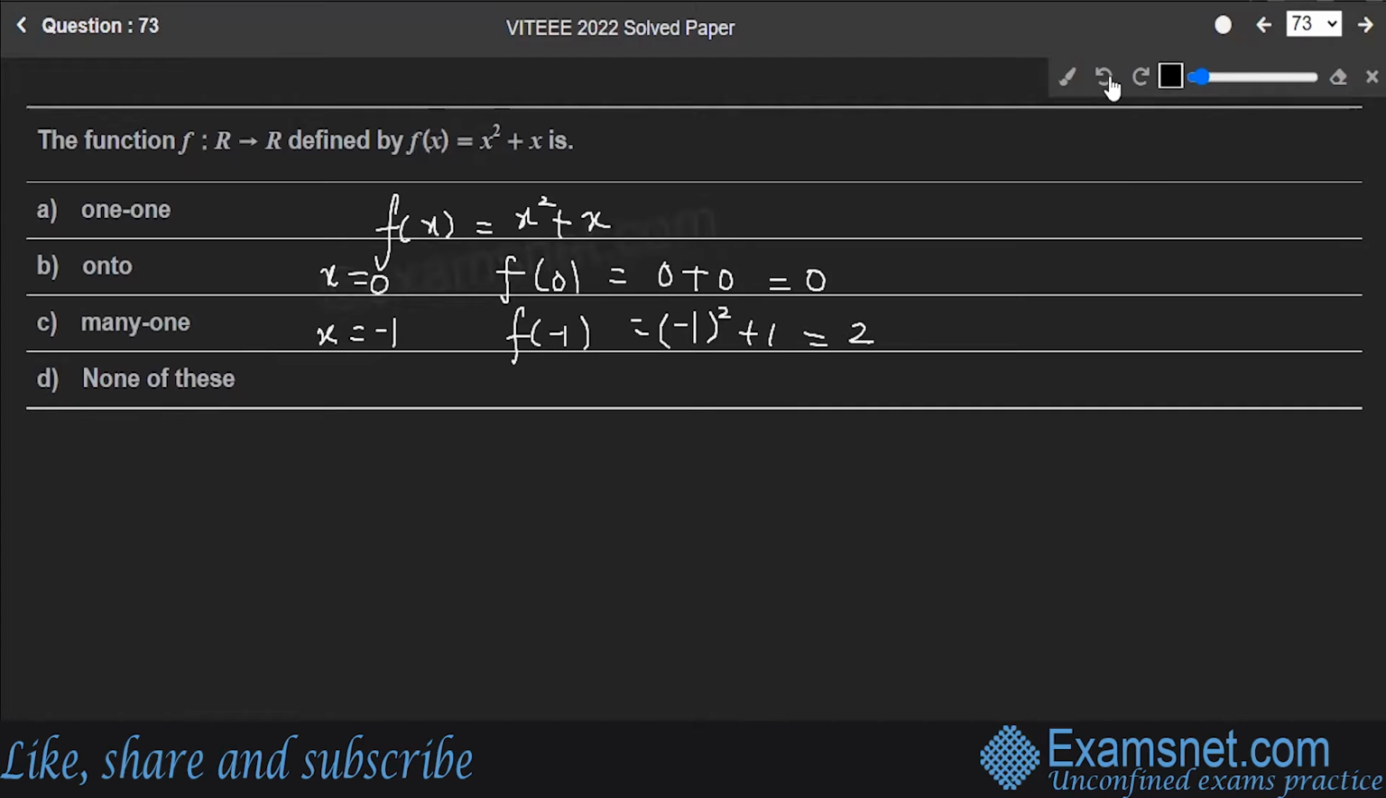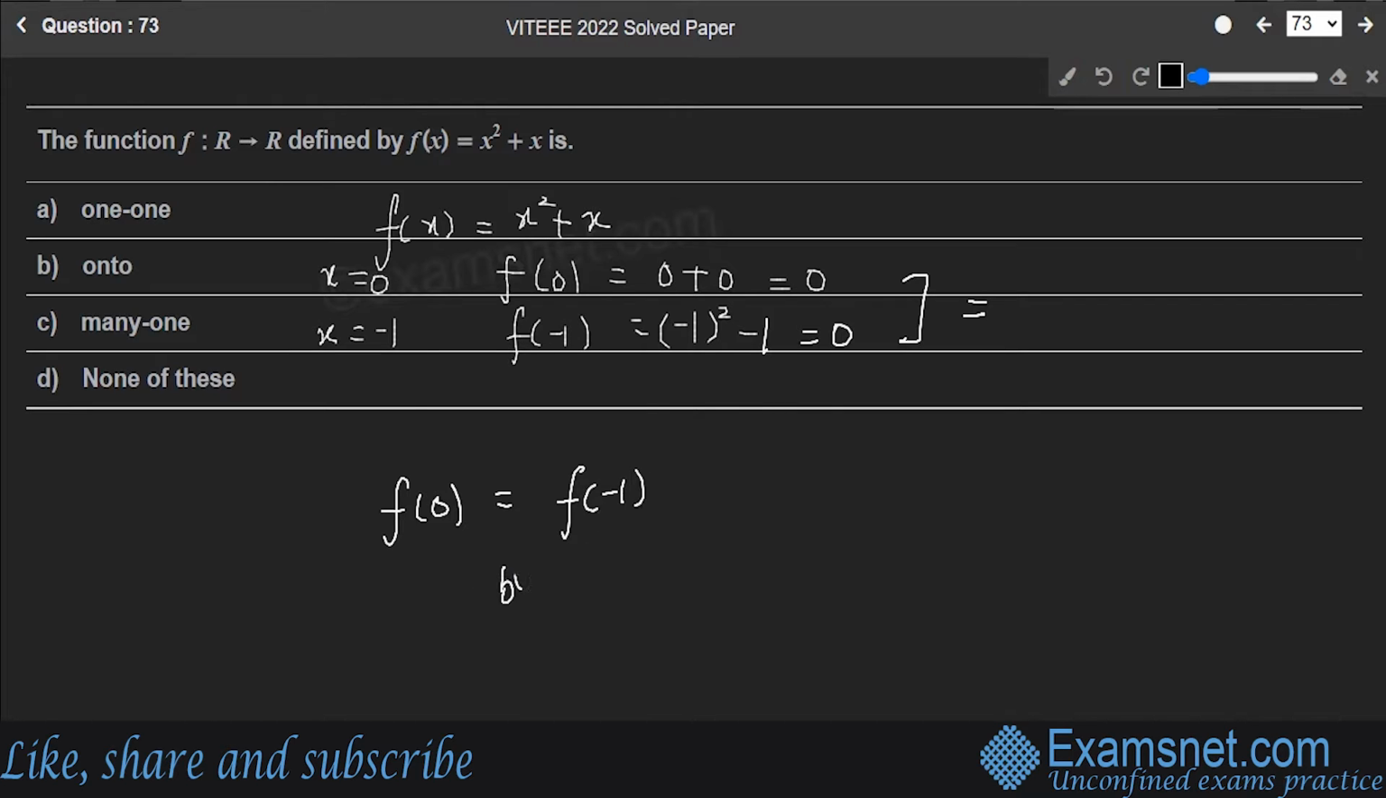Sorry, not 2. Minus 1, that will be equal to 0 again. So now we got both the values as 0. So that means they are equal, which means f of 0 is equal to f of minus 1. But 0 is not equal to minus 1. Therefore, this is not a one-to-one function.